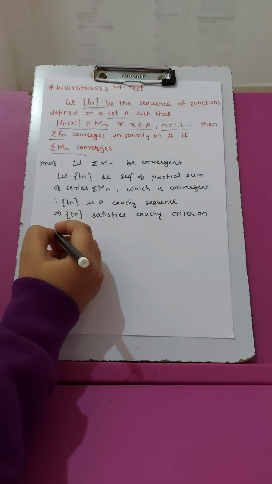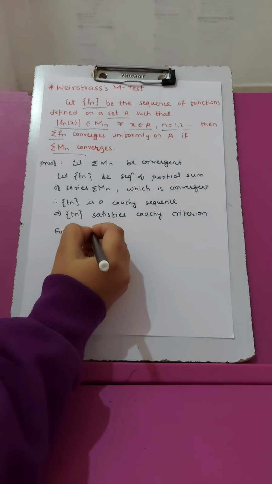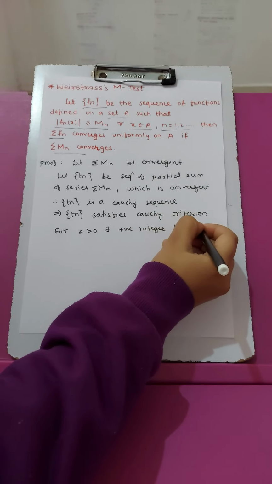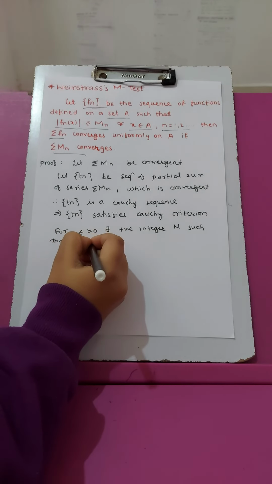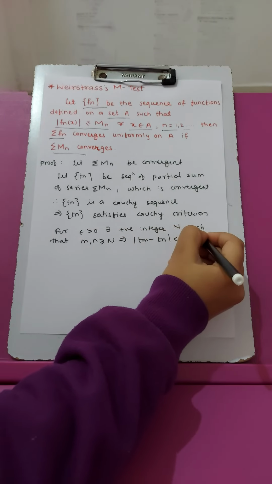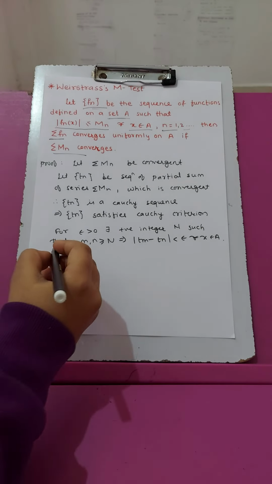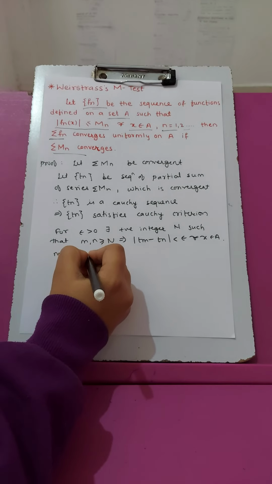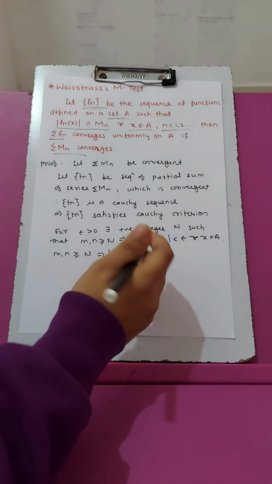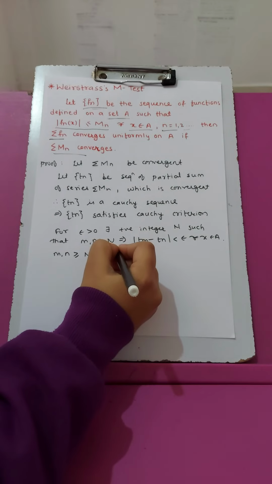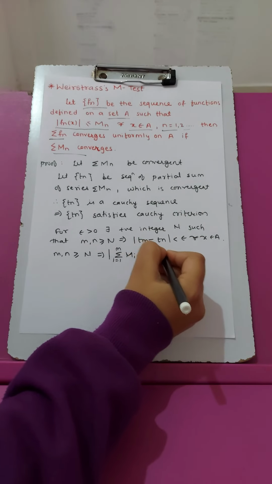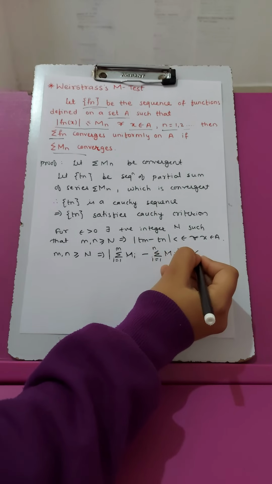So by the Cauchy criterion, we know that for epsilon greater than 0 there exists a positive integer capital N such that m, n greater than capital N implies that |Tm minus Tn| is less than epsilon for x belongs to A. Since Tn is a sequence of partial sums, Tm will be the summation i from 1 to m of Mi, minus Tn, which is the summation i from 1 to n of Mi, which is less than epsilon.